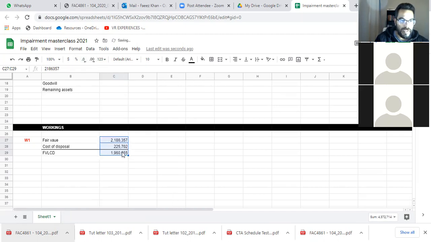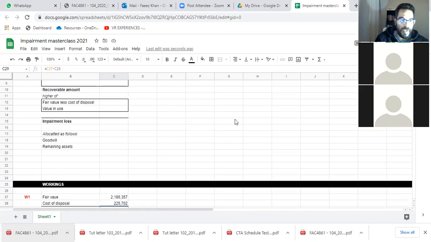So this is C29. Now I'll go to the top, and it's equal to C29, fair value less cost of disposal. So here we have working 1. Now I will move to working 2.